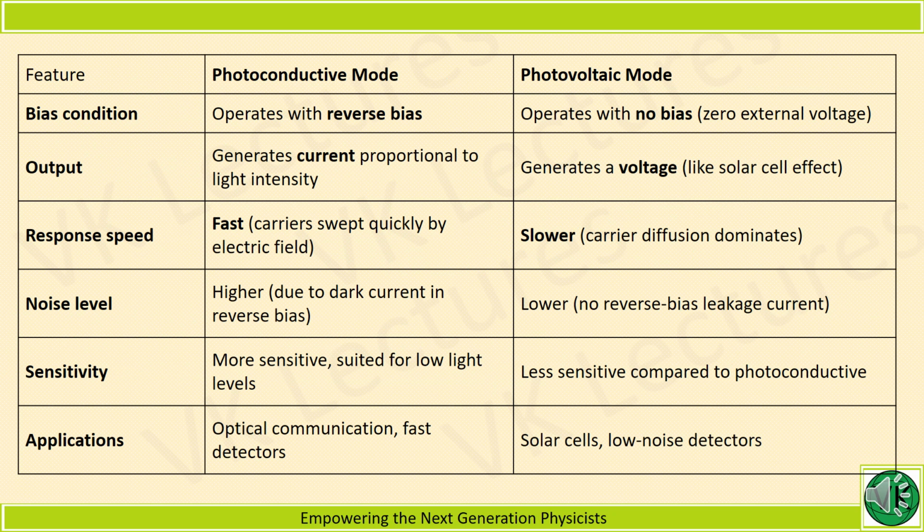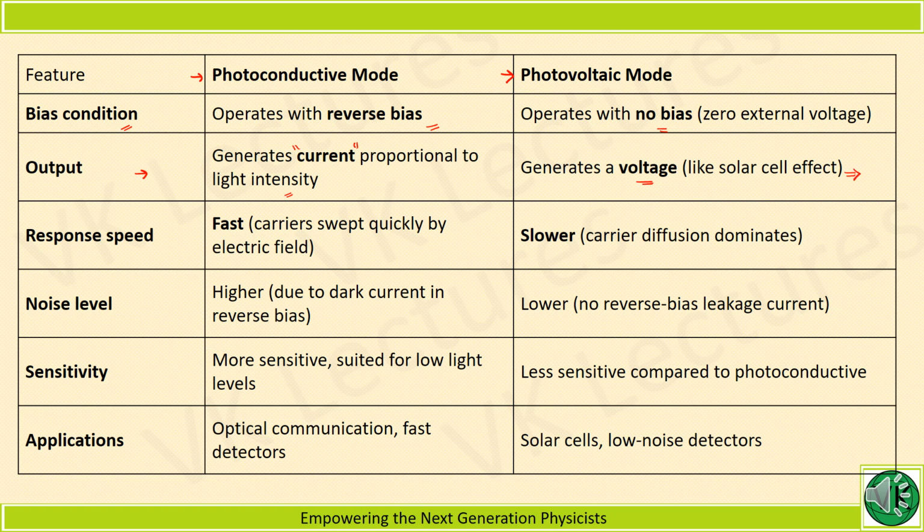Now here is the difference between photoconductive mode and photovoltaic mode. The biasing condition for photoconductive mode is reverse bias, and in photovoltaic mode it is without bias. There is no external voltage. In the case of the output signal, it generates a current proportional to the intensity of light, while in photovoltaic mode, it generates voltage. An example is the solar cell.